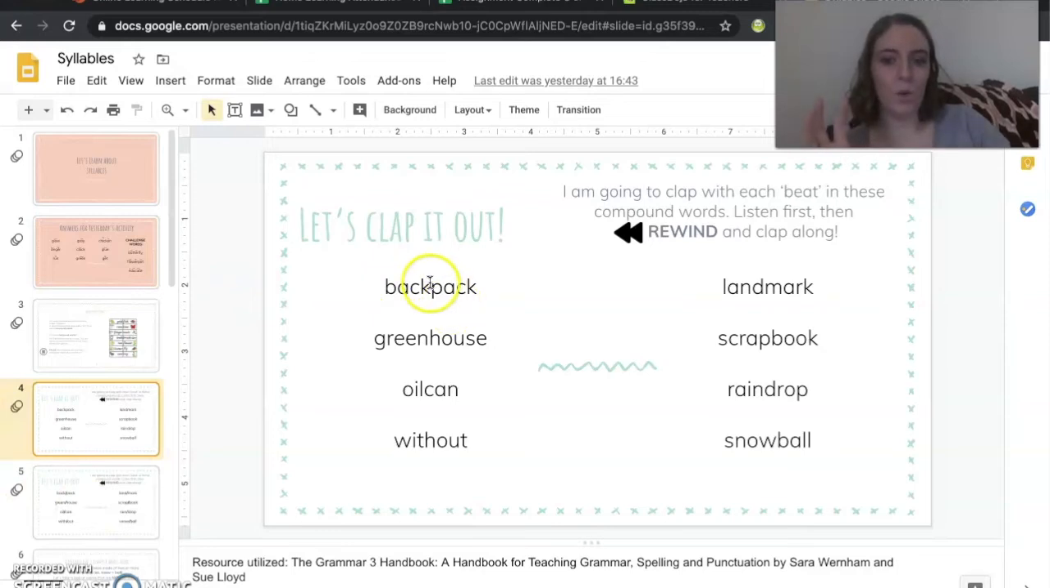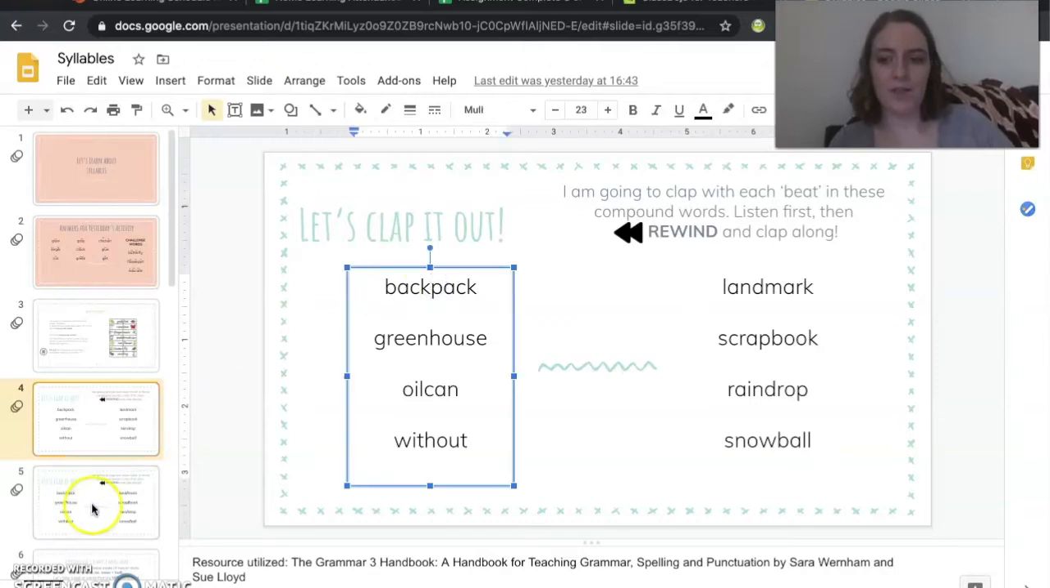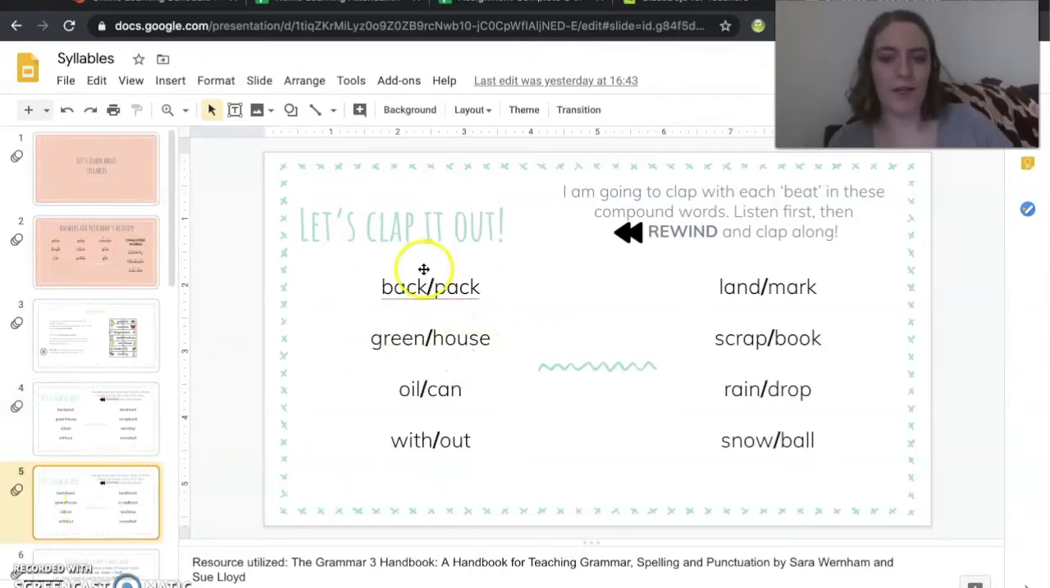Okay, so what I would do here to show this is I'm not actually going to split up the words if I were writing these down. So for example, if I was writing a story and I had my compound word in here and I wanted to know how many syllables, I wouldn't actually write this dash because that would look silly in a story. But to help us understand it better, that's where we would split up those words. Back and pack are two different words, so I've put something in between them. Green and house, oil can, without, so on and so forth, okay? So you can try clapping these out.